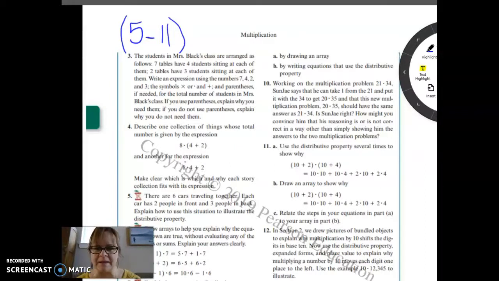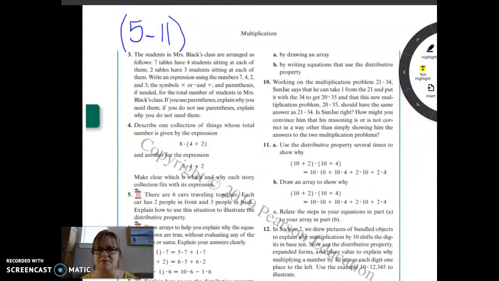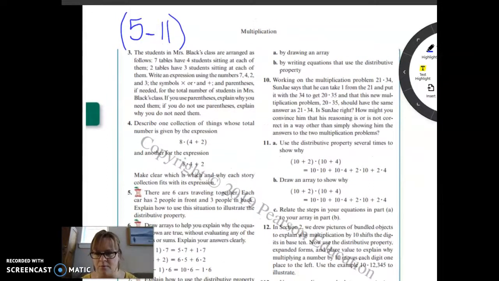Hi everybody, Leanne here. I'm going to talk about problems 5 through 11 for section 4.4. That's chapter 4 on multiplication, section 4. This section is all about the distributive property.